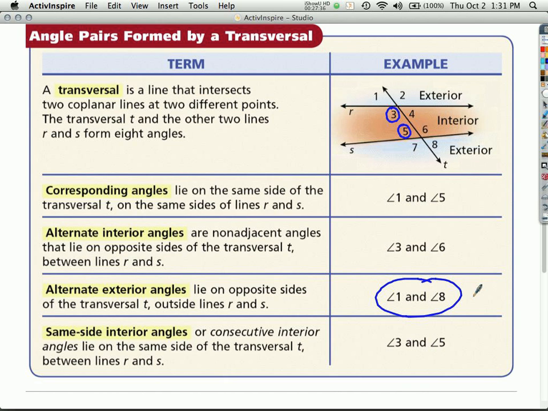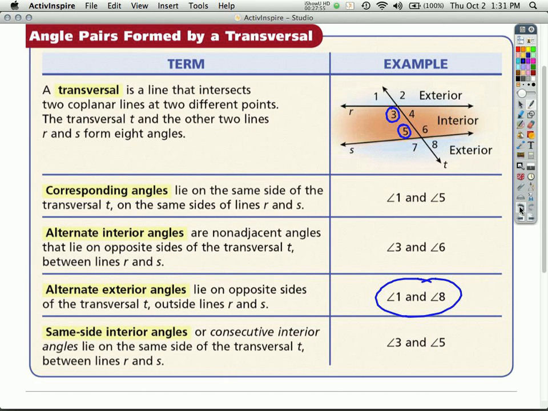Does anyone have any questions about this terminology? So you're going to become fluent in these. You're going to have to be able to say out loud, oh, Mr. Galloway, alternate interior angles, oh, those would be angles 5 and 4. You have to be able to say it, okay? Any questions or comments? Okay, so let's start putting this into practice.